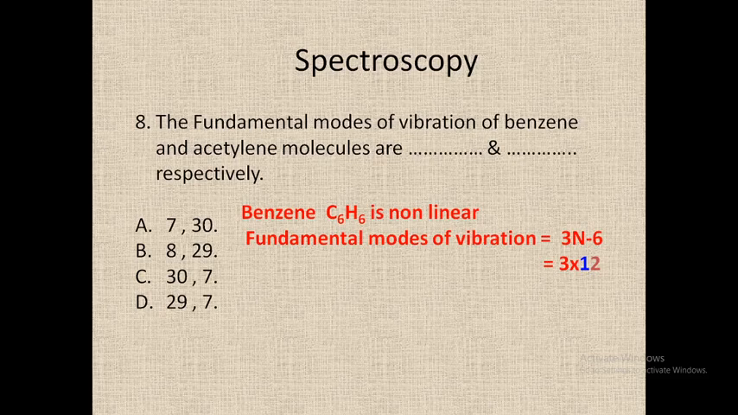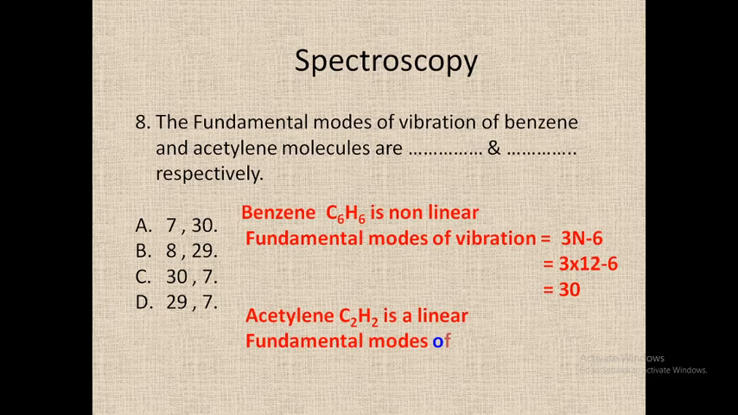So for benzene, 12 atoms are there, 6 carbon and 6 hydrogens, and as it is non-linear, the formula used is 3n minus 6. So 3 into 12 minus 6, that's 30. And if you are taking acetylene, it's C2H2, 4 atoms will be there. So n will be 4 and the formula is 3n minus 5, as it is linear. So 4 into 3, it's 12 minus 5. So it will be 7. So the answer will be 37. So option C is the correct answer.